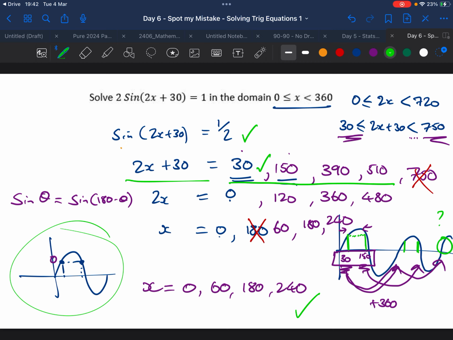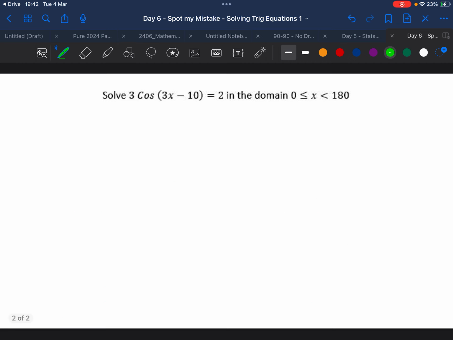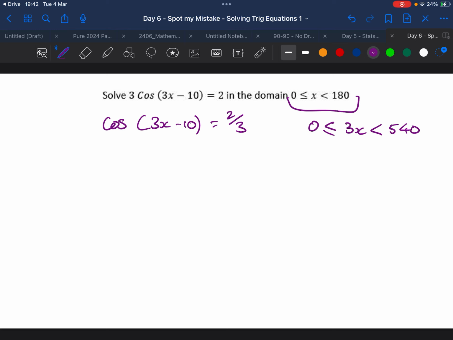So it's time for you to have a go. Let's do the question. Cos of 3x minus 10 equals 2 over 3 to start with. If you want to adjust this, that's not a bad idea. So let's do that while we're here. 3x, 540, sure. Take away 10, minus 10, 3x, 530. I'm doing this so later on I can check I'm not missing anything.